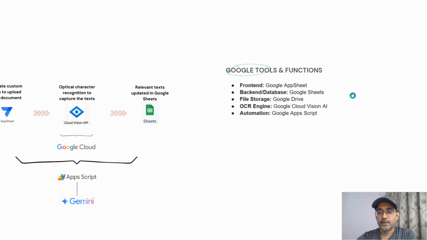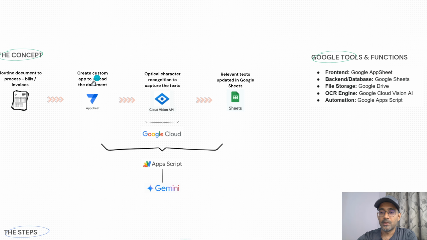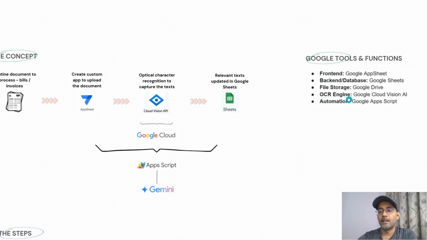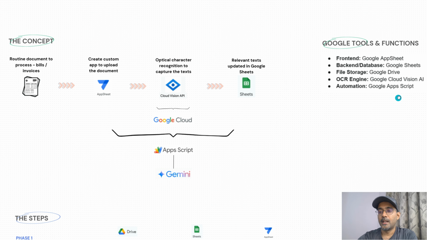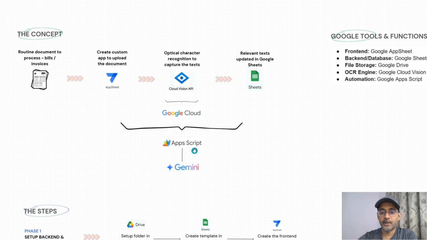And the tools and functions we'll be using in this case: the front end is Google's AppSheet. The backend database is Google Sheets, which is then stored in Google Drive. And then the OCR engine is Cloud Vision AI, and the automation is done using AppScript.